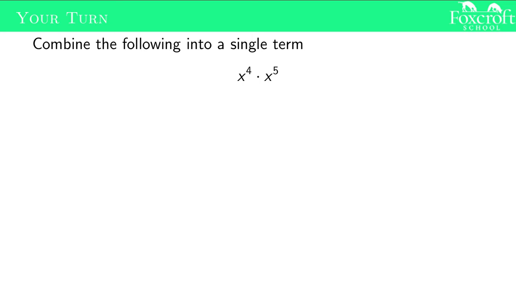Go ahead and combine these ones into a single term. This is what I got. I got x to the ninth because you're adding the exponents. The most common mistake students will make is they'll say this is x to the 20th because they'll also multiply the exponents. But multiplying here turns into addition there. Again, just think about all the copies of x we have. 4 copies, another 5 copies, together gives me 9 copies, not the 20. So just remember when you're multiplying these things together, you're just going to add those two numbers.